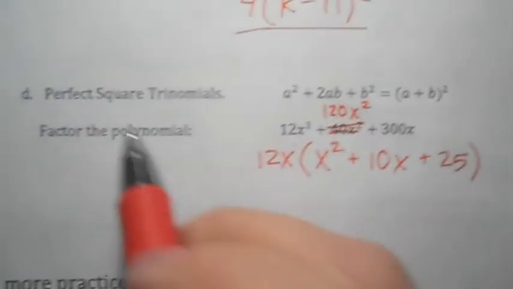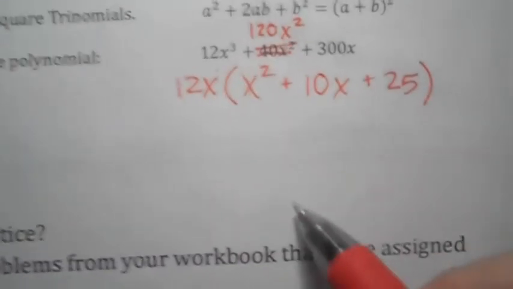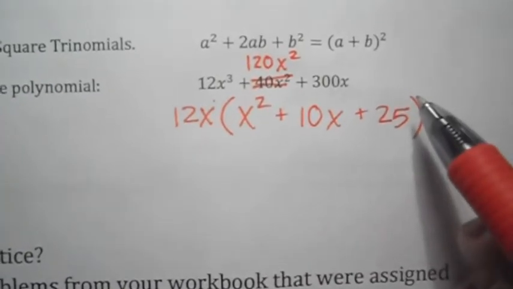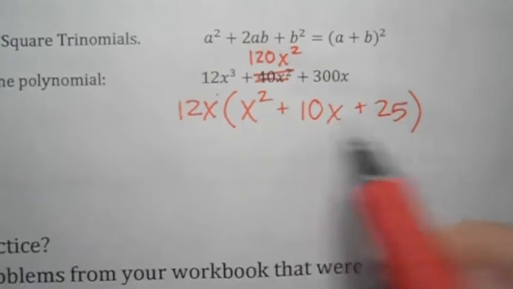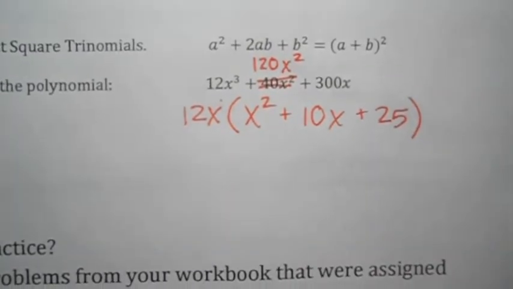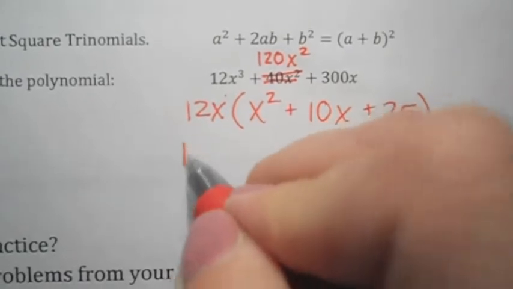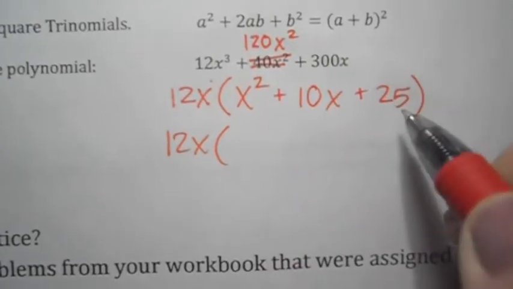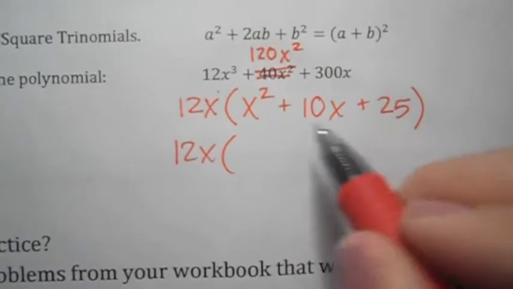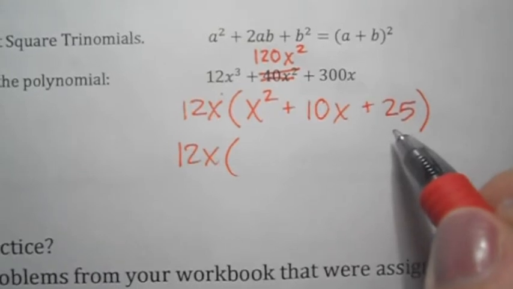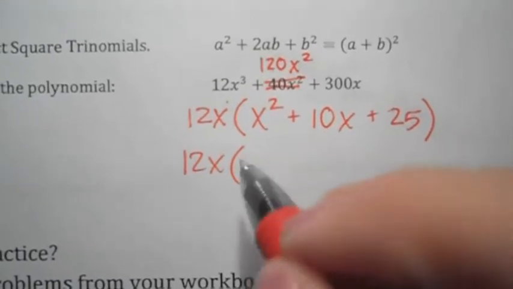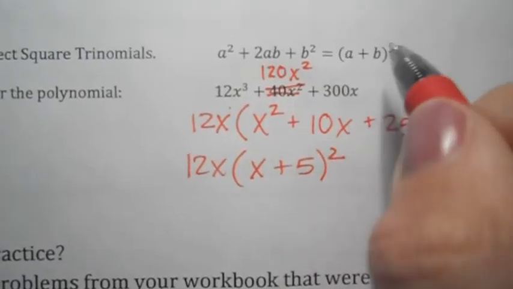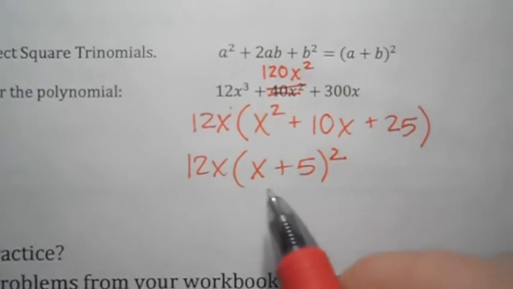Now we have to check and see, is it a perfect square trinomial? Is the first term something squared? Is the last term something squared? Can we multiply those two somethings, double them to get the middle term? Let's check. The first term is an x squared. The last term is 5 squared. So x times 5 is 5x. Double that, we get 10x. So it is a perfect square trinomial, and we can use this formula to get our answer.